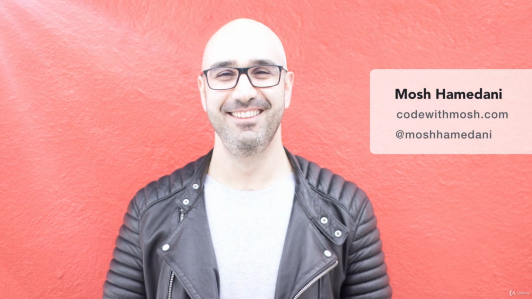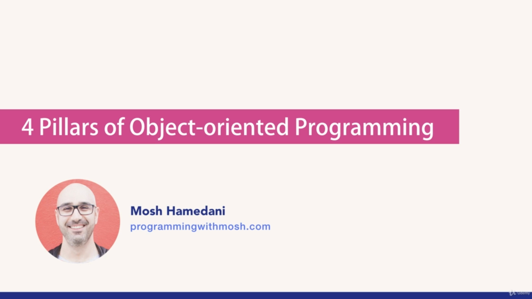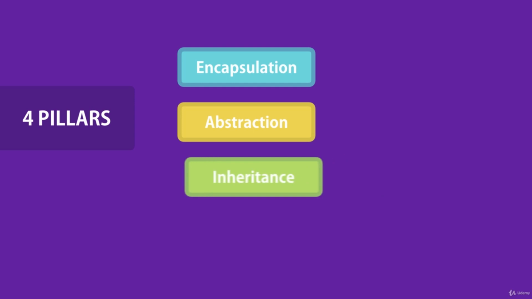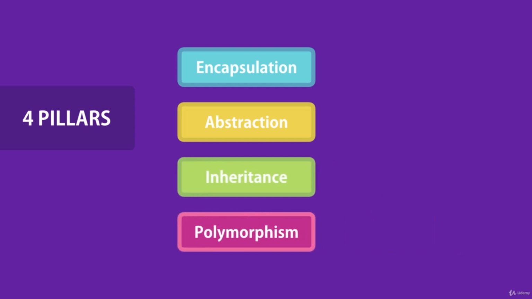So now, let's get started. A popular interview question concerns the 4 core concepts in object-oriented programming. These concepts are encapsulation, abstraction, inheritance, and polymorphism. Let's look at each of these concepts.